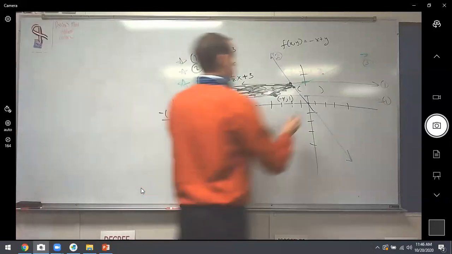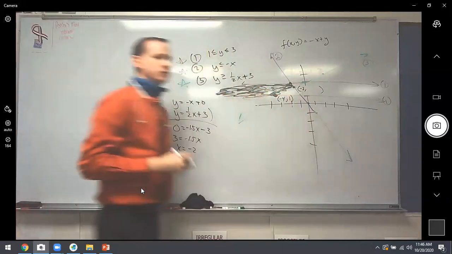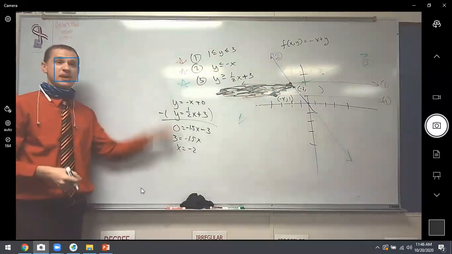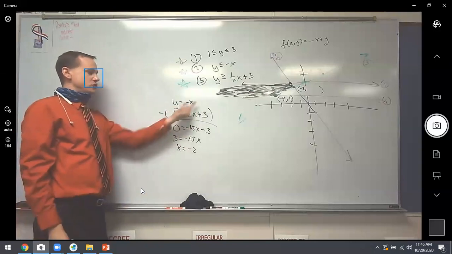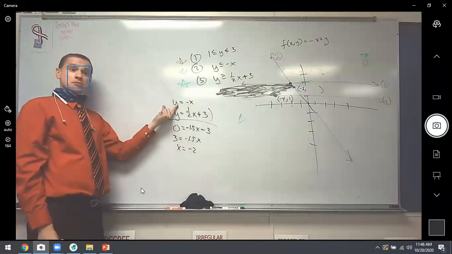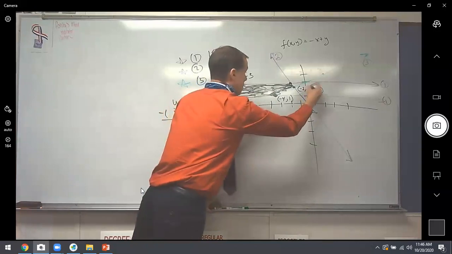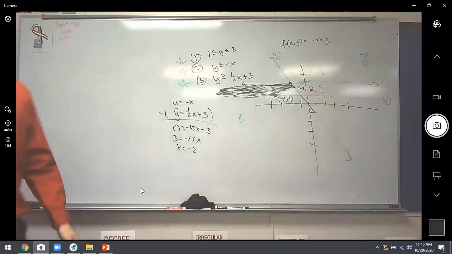So this coordinate, the x is -2. And like any system, once you know it, you can plug it back in, right? If you go back to this equation right here, if x is -2, -x would be 2. So y is 2. So I found that point. Ugh.